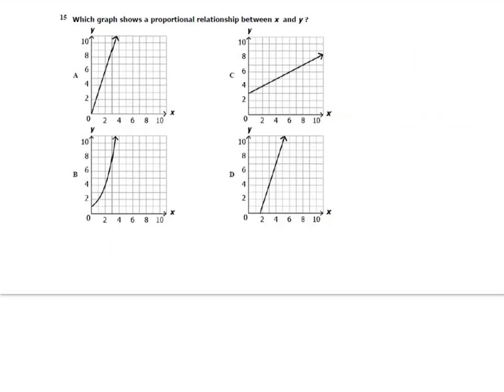This particular question, which graph shows a proportional relationship between x and y. A few things that you can do here. You can definitely plot some points. I'm going to plot points for C. So let me check out C. And so when I plot points, I see 2 and 4. So I'm going to put that on my list, x and y. And I'm going to let x equal 2 and y equals 4. Let me get another point. 6 and 6.